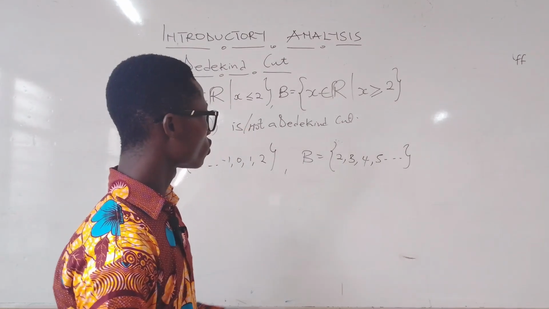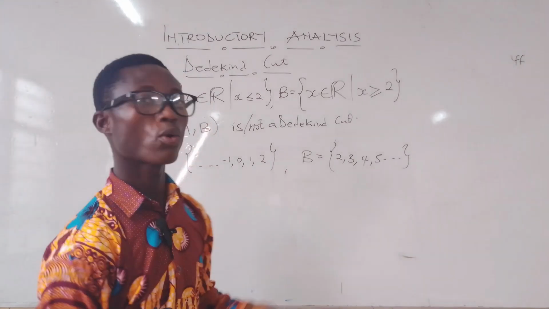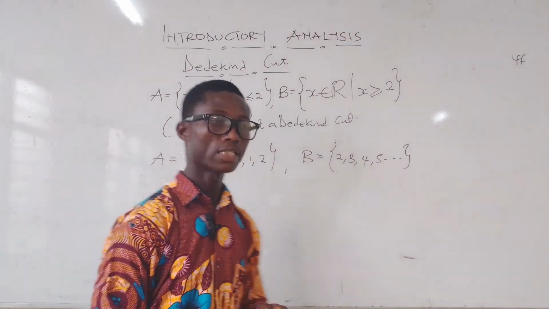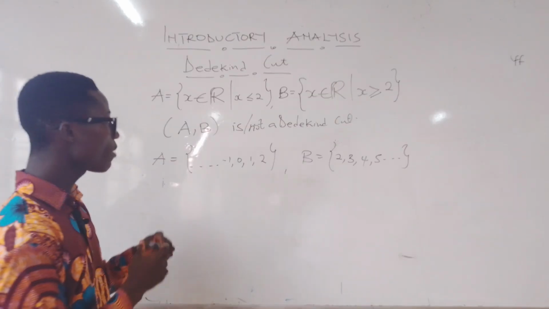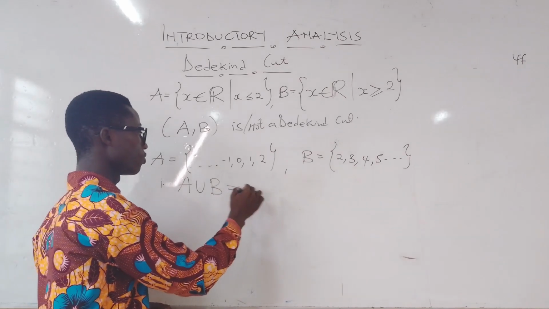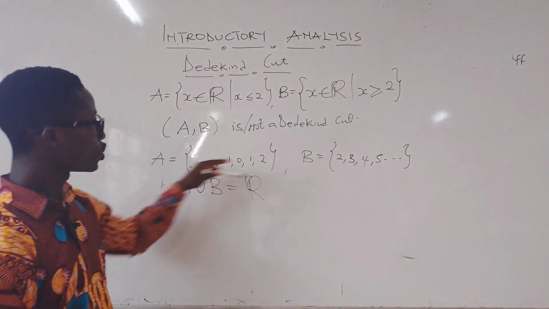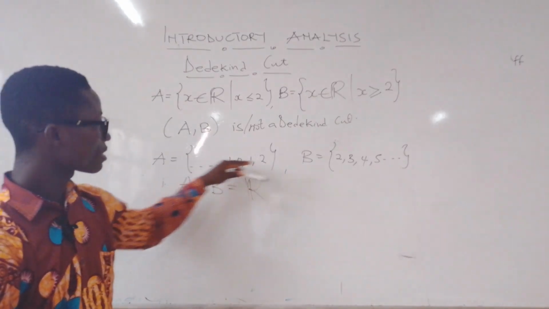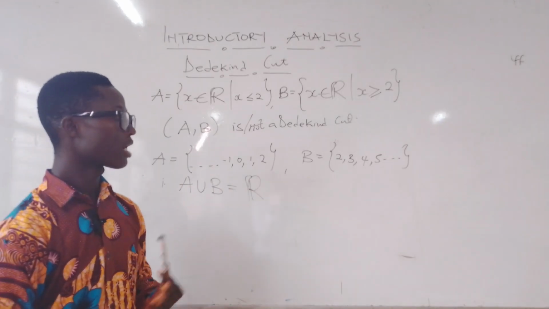Now this is what we are going to do. We are going to use these sets to follow the conditions for a Dedekind cut. The first condition is saying that the union between A and B must belong to real numbers. So let's see, when you find the union between A and B, you see the numbers here, we are going to get real numbers. So that means that this condition is satisfied.